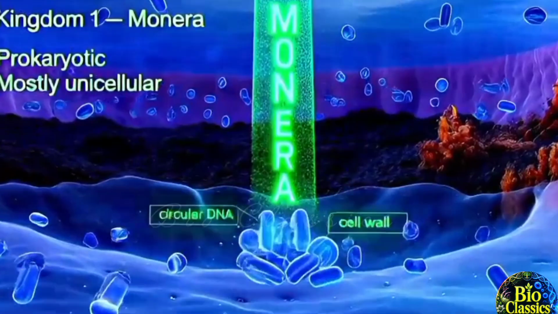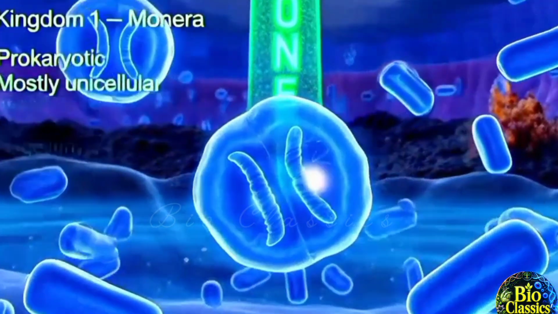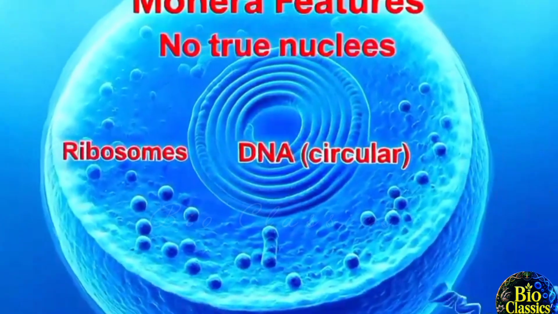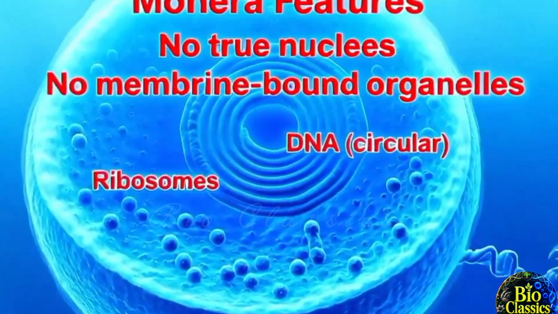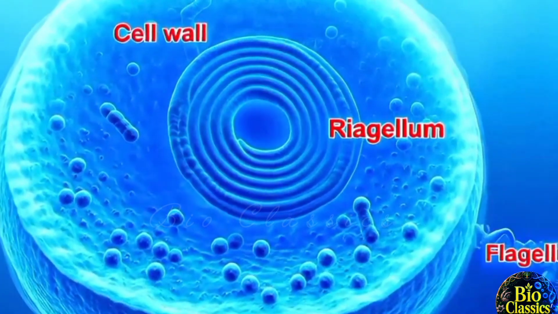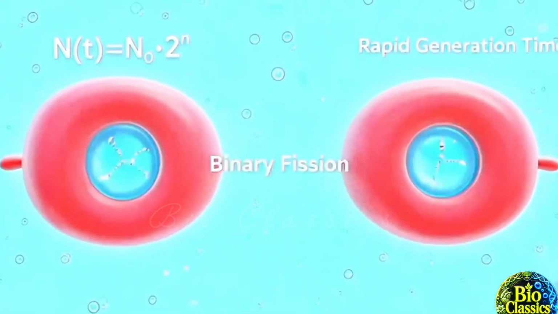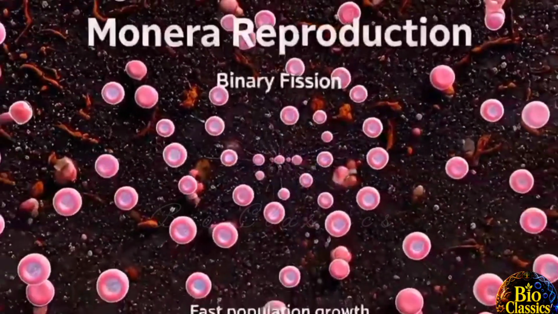Monera included bacteria and similar prokaryotes, simple cells without a true nucleus. Their cells were structurally simple, lacking a nucleus and complex internal organelles. Most Monera reproduced by binary fission, allowing populations to multiply with remarkable speed.